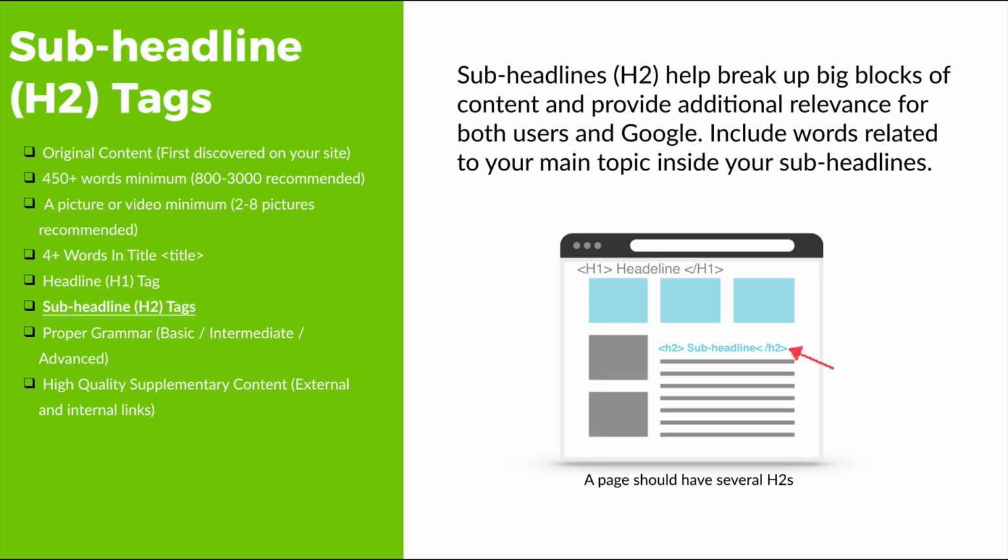All right, so subheadlines. Subheadlines help break up big blocks of content and provide additional relevance for Google and users. Subheadlines are usually known as the H2s and sometimes the H3s and the H4s. So you want to include related words within your subheadlines to basically tell people and Google what you're about, and it also helps to break up big blocks of text that are really hard to read.